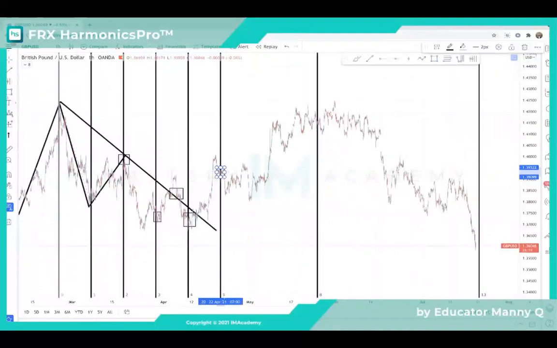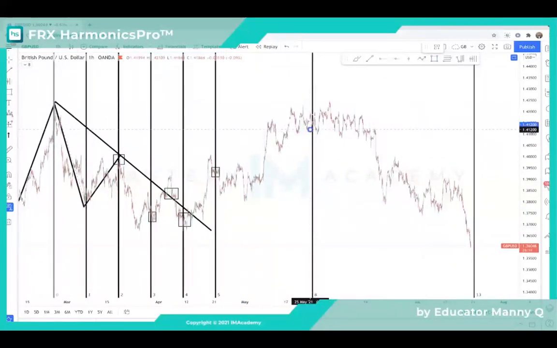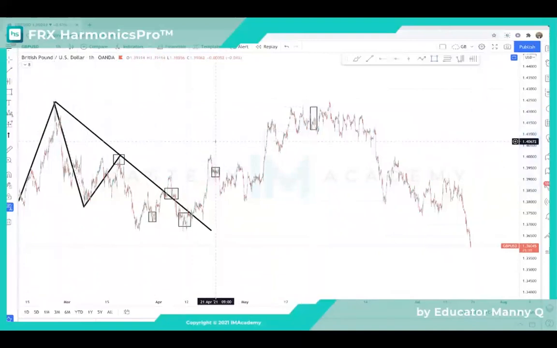Look at this time elapse. This was actually a very nice area to plot it over. Look at this time elapse. Boom, market crossed over, market started declining, right?